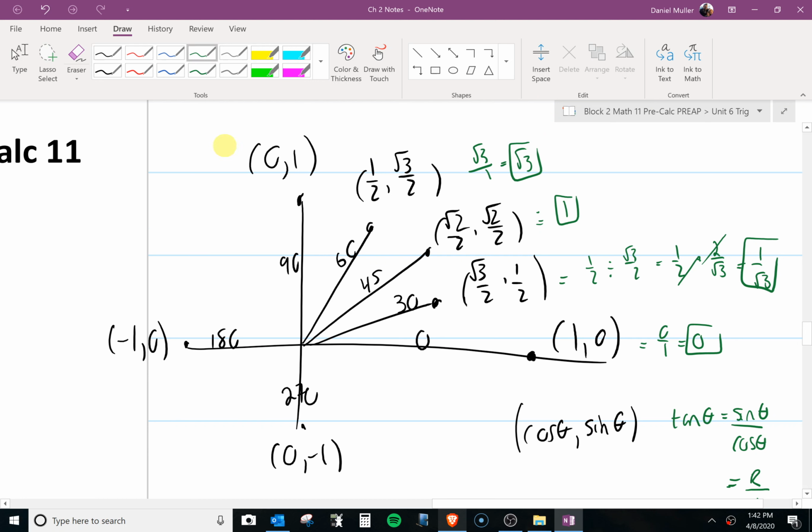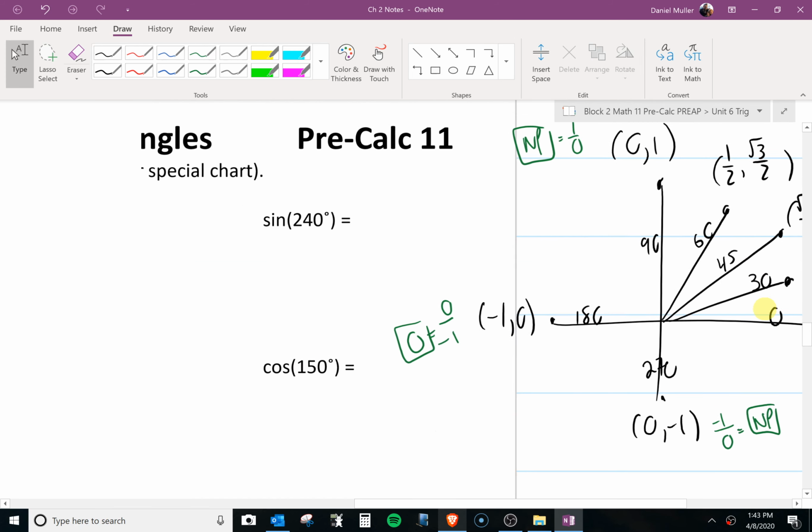Here we go, 1 over 0. 1 over 0 is not possible. You can't divide by 0. Here you have 0 over negative 1. 0 over anything is 0. And lastly, we have negative 1, the right, over the left, which is 0, which you can't divide by 0. So this whole thing has to be memorized. We will now try to answer some of these questions.